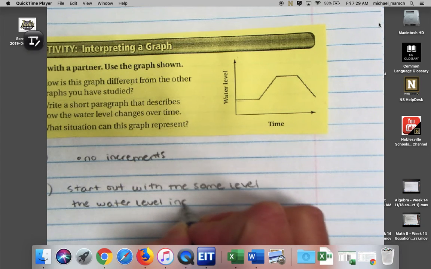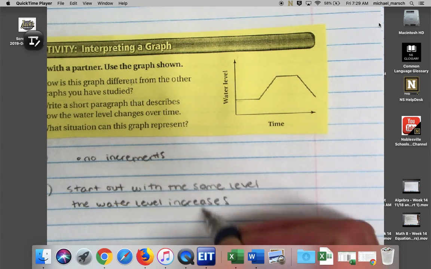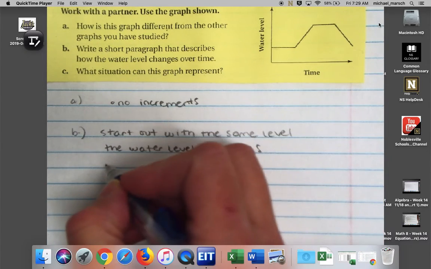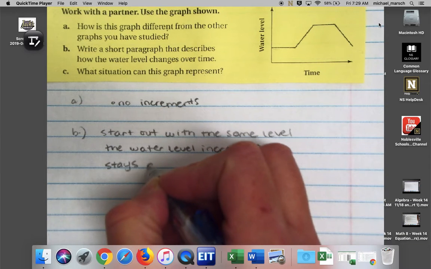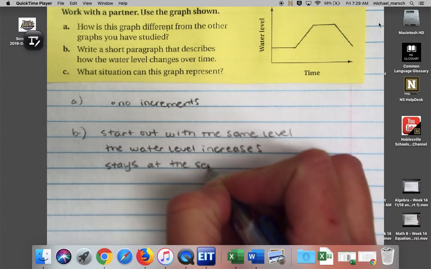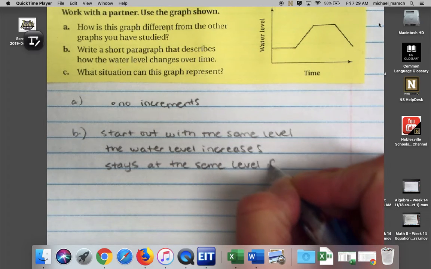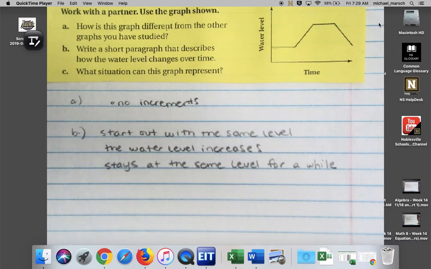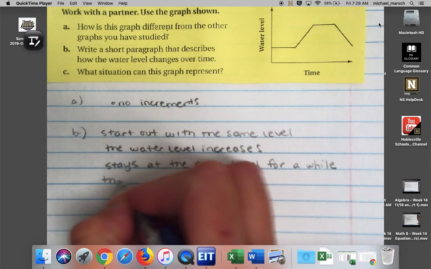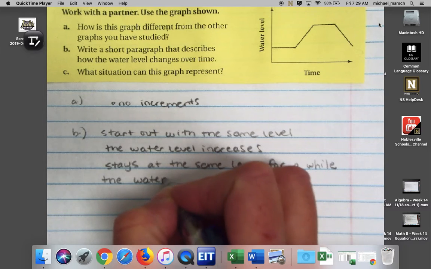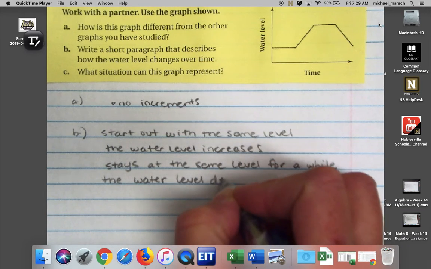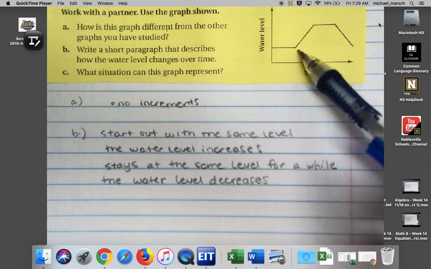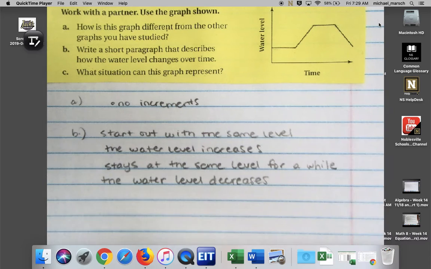I know it said write a paragraph, but we're just going to go through each step here. And then it stays at the same level for a while. We don't know how long that while is because, again, there's no time. We just know it's over time. And then the water level decreases. Okay, so we have the same level, increase in water level, same level, decrease in water level.